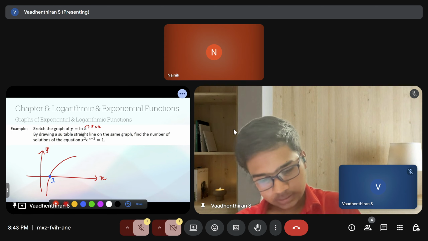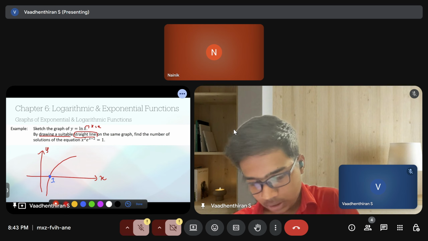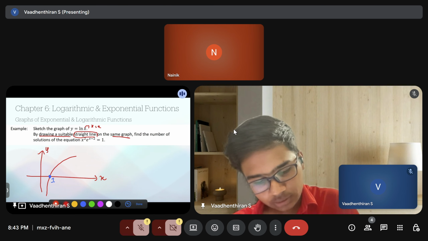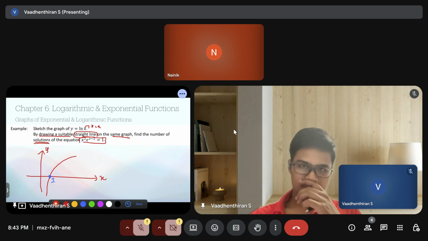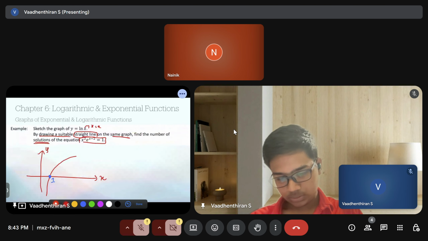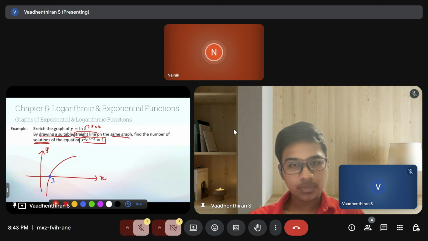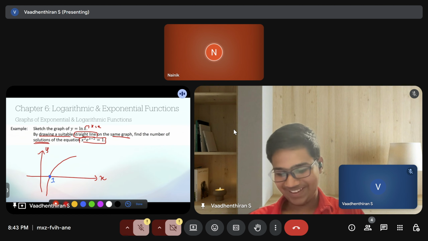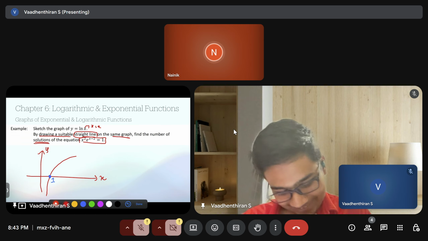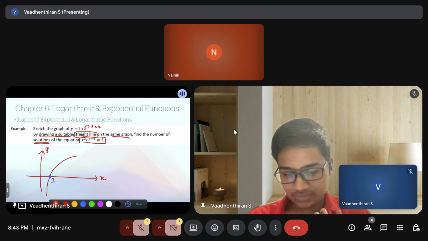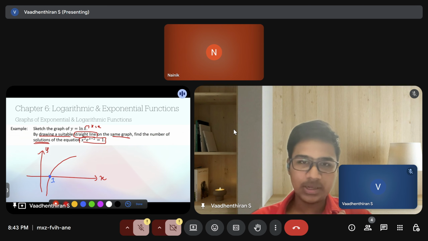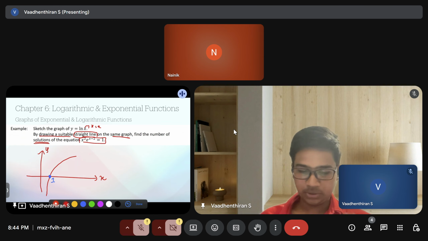So then the second part of the question is: by drawing a suitable straight line on the same graph, find the number of solutions for this equation. How do you do this? Okay, this is where I'm lost. First, you need to find a straight line equation. First, you need to form the equation of that straight line before you can draw the straight line itself.